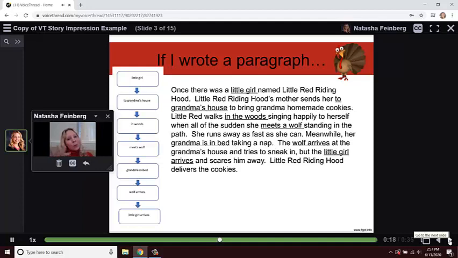And I filled in all the words and the details of what that story of Little Red Riding Hood might be. Take a moment and read my paragraph, noting those underlined words that come from our story impression. When you're ready, go on to the next slide.